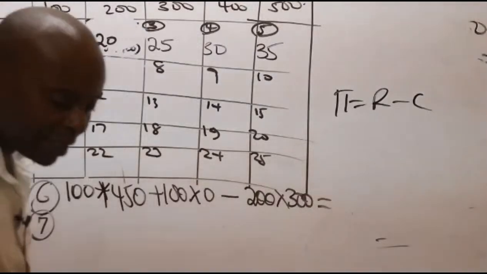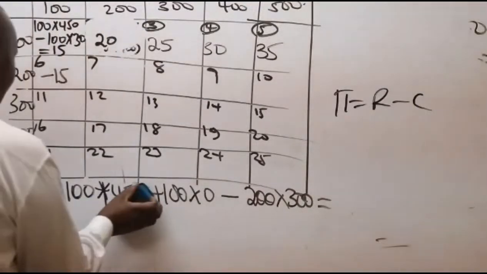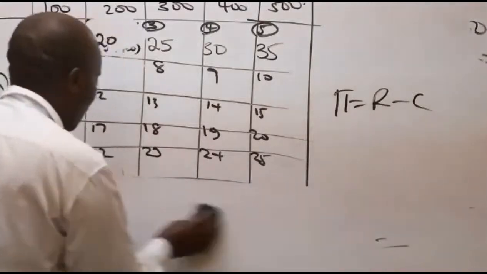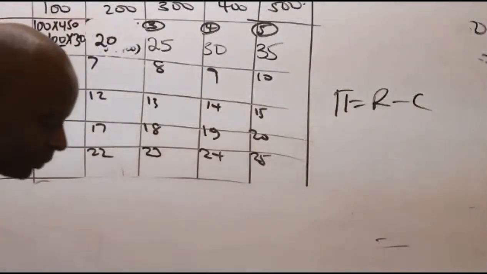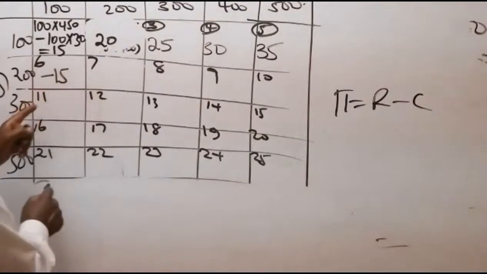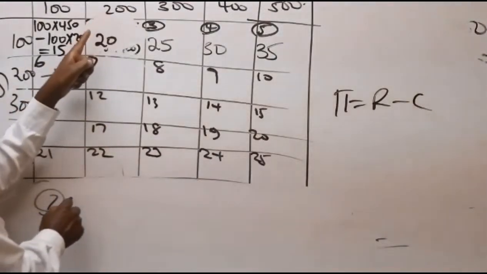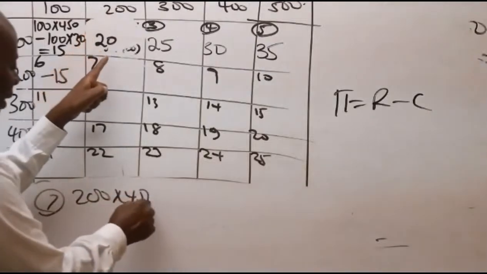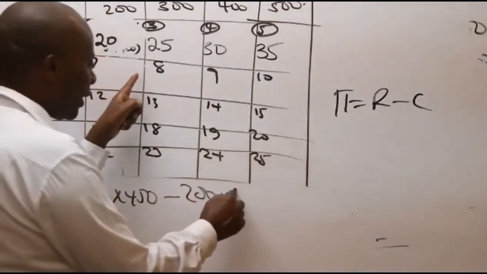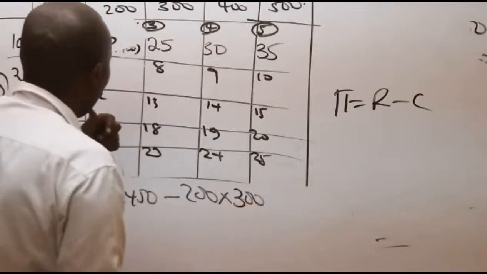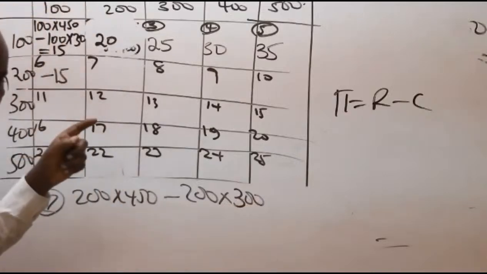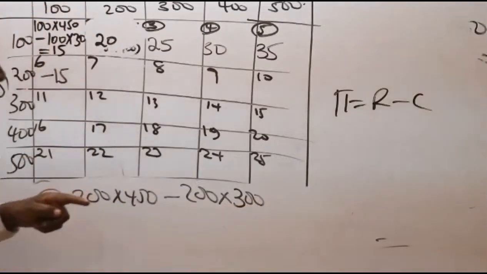So for cell number 7, ladies and gentlemen, this is what I have. We supplied 200. Demand is 200, so we shall sell 200 at 450 minus 200 at 300. So somebody is giving me what figure here? Cell number 7, somebody is giving me 30,000.